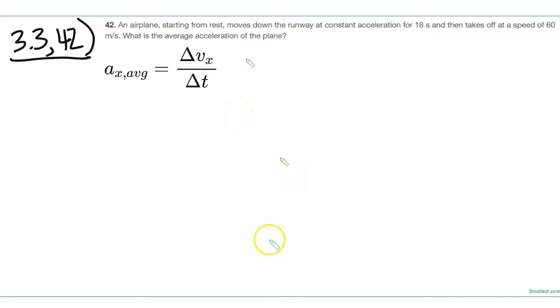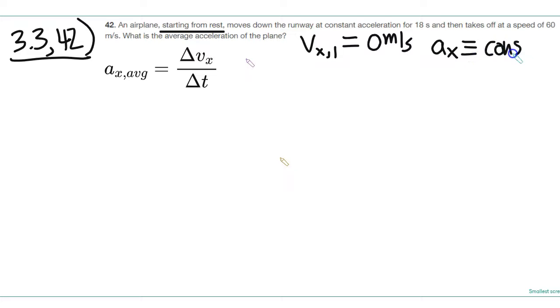Let's write down our knowns. Always a good idea to start off by writing down your knowns. So an airplane starting from rest. Starting from rest, I think that means Vx1 equals 0 meters per second. Moves down the runway at a constant acceleration. So Ax is equal to a constant. In other words, this is just a single number. Now, why is that important? You may not realize why that's so important, but let me just pause for a second.